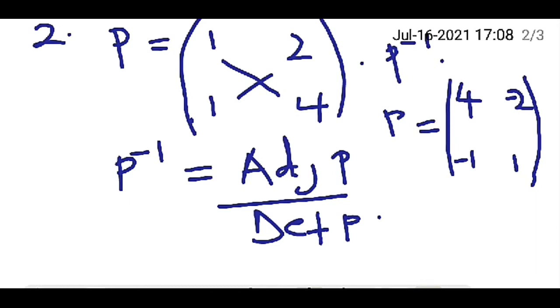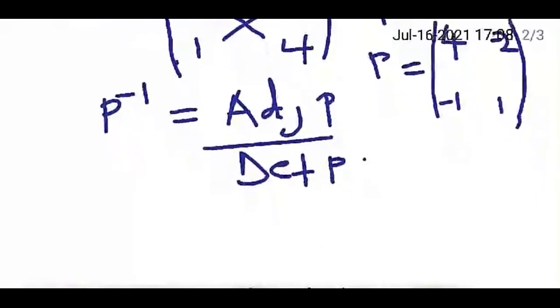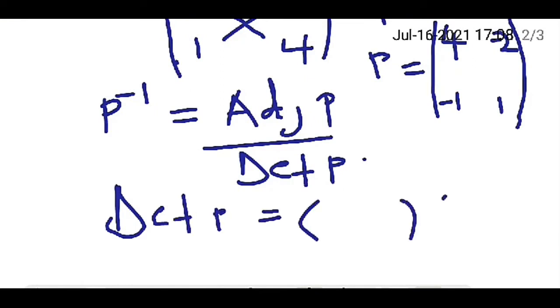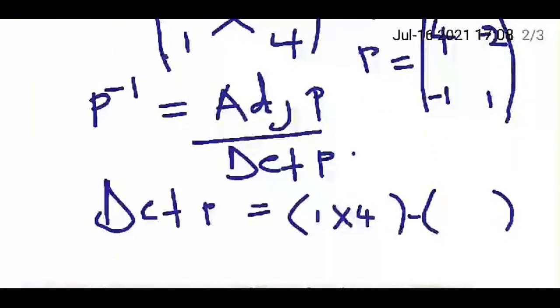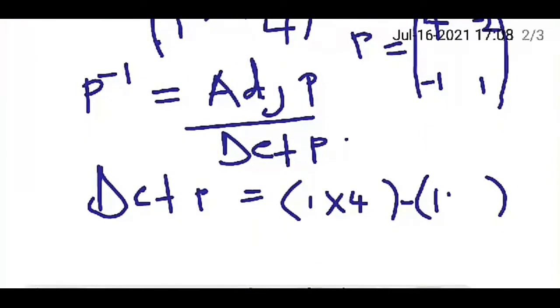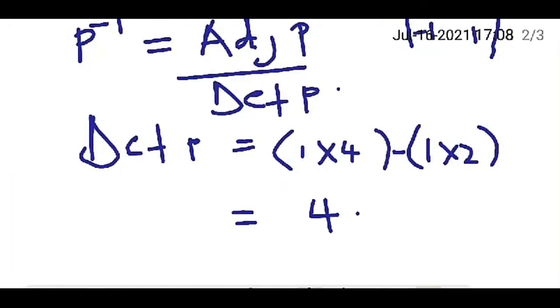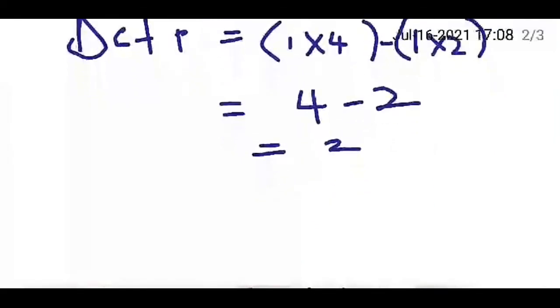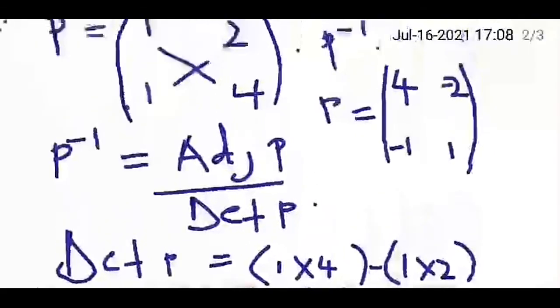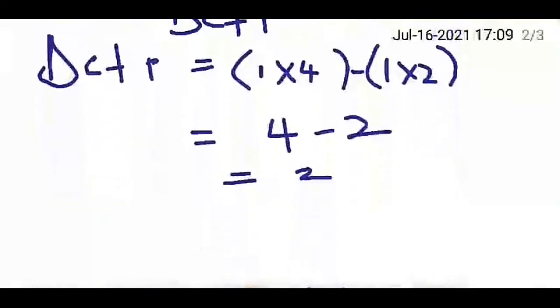The determinant of P, you create 2 brackets and you subtract the brackets, so that you have 1 times 4 here, and then 1 times 2 in the other bracket. This will give you 4 minus 2, which is 2. So the determinant of this matrix is 2. Meanwhile, the adjoint is 4, negative 2, and negative 1, 1.